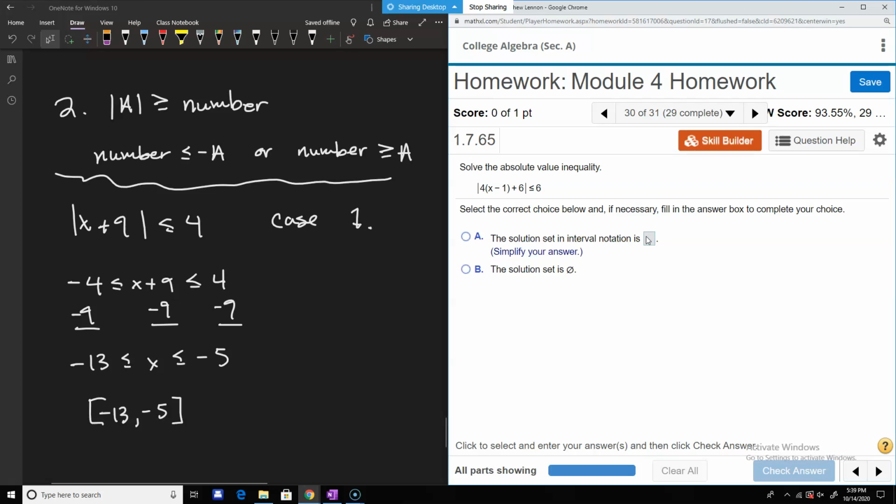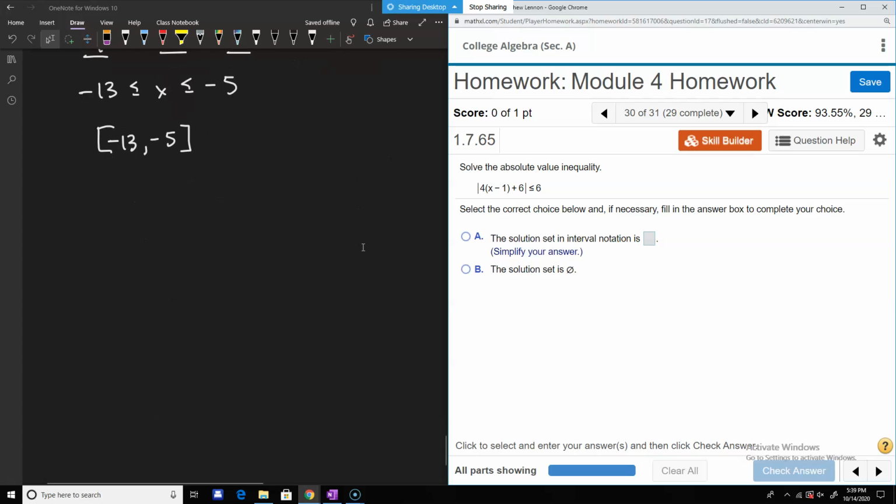Now again, number 30 here looks a little bit more difficult, but it still is just case 1, right? You have the absolute value of an algebraic expression less than or equal to some number, in this case 6. So we have number 30: the absolute value of 4 times, I put the parenthesis in the wrong spot, 4 times the absolute value of x minus 1 plus 6 less than or equal to 6.